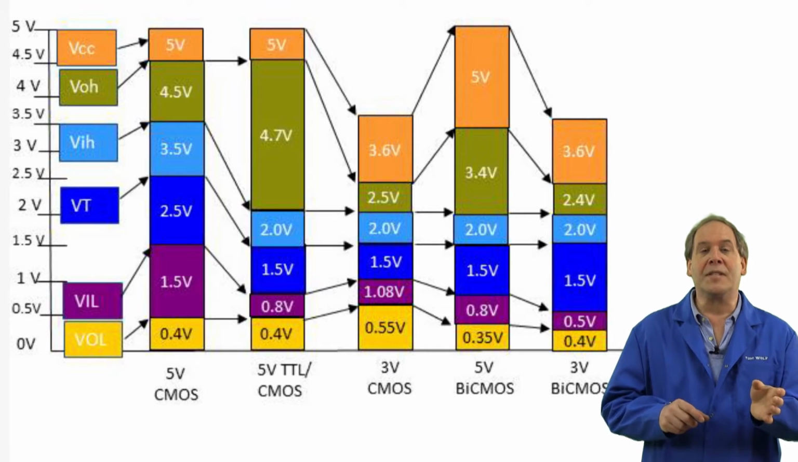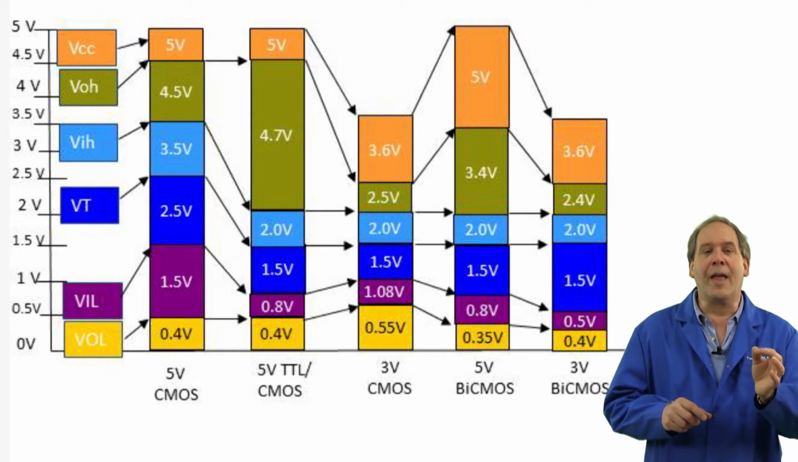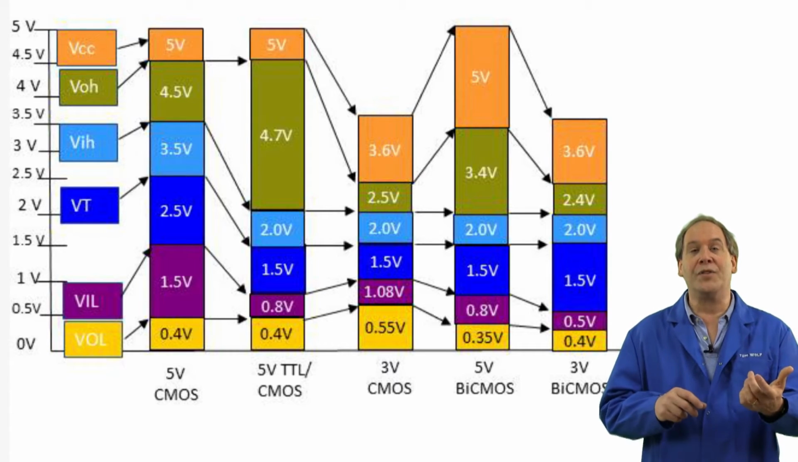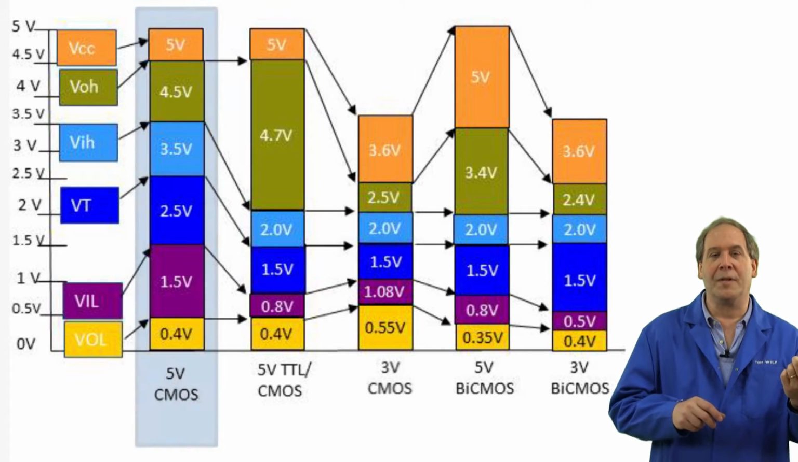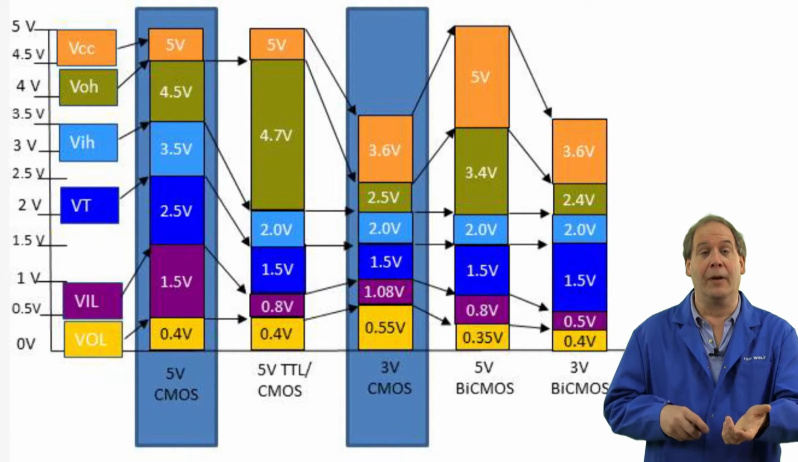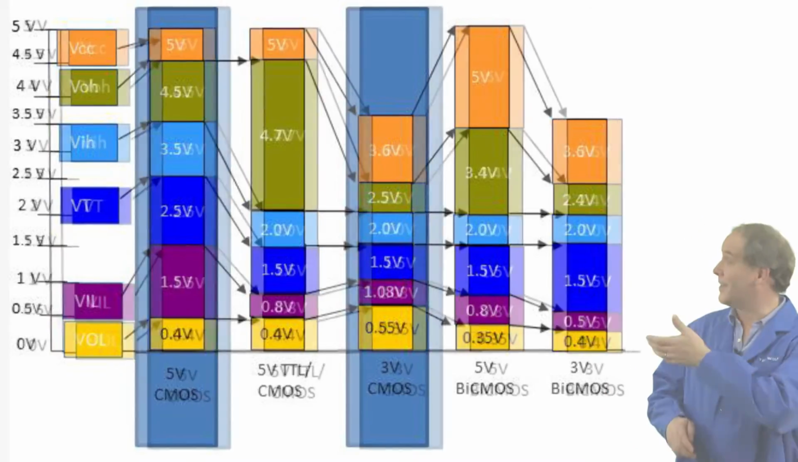But as new processes became available, not every single function was converted to the new process. So sometimes you ended up having to buy one logic gate in 5-volt CMOS and perhaps another one in 3-volt CMOS, and you had to make them talk together. And you get something like this.